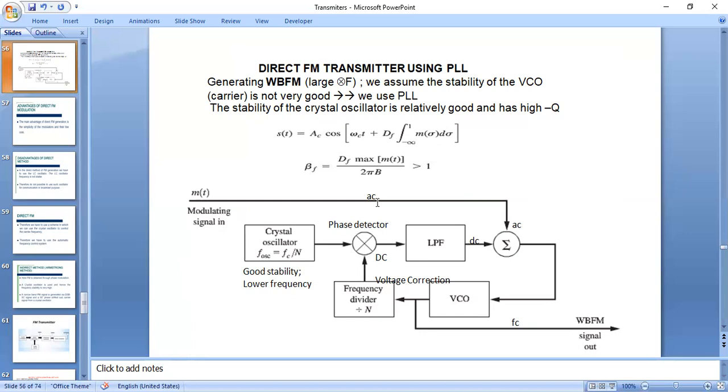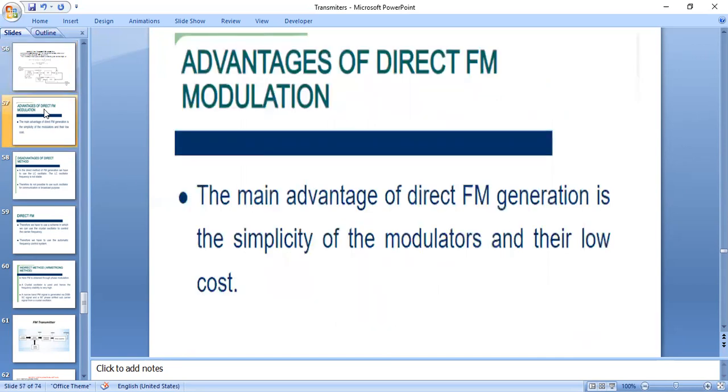So here the modulating signal will be input to this adder, and the carrier crystal oscillator, we have the phase detector and frequency divider and voltage controlled oscillator. So finally, we will get the wideband frequency signal. For the wideband FM, the quality factor is very, very low in PLL. The quality factor means the Q factor for this filter is very, very low. So that is the direct method to generate the frequency modulated signals.